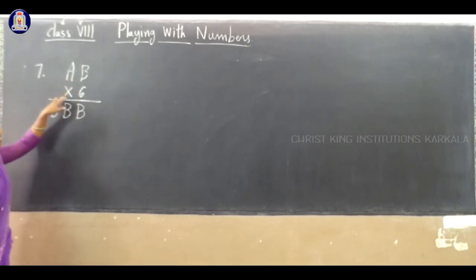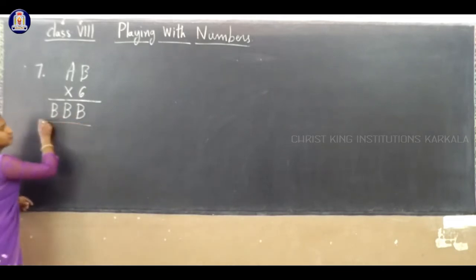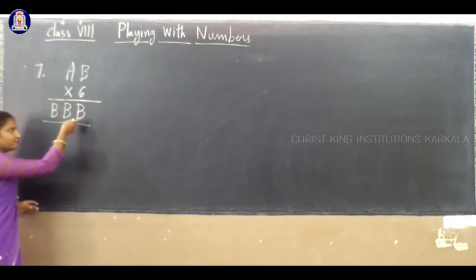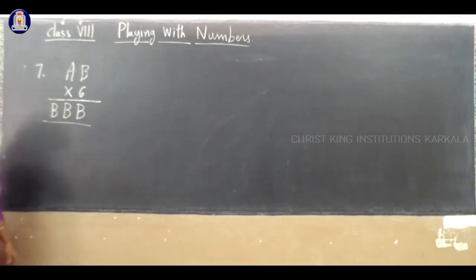Clear? So now first multiply AB into 6. If you multiply AB into 6, you should get the answer BBB. Clear? So if you get the value of B is 2, then here also you must get 2. Here also you must get 2. Same values.